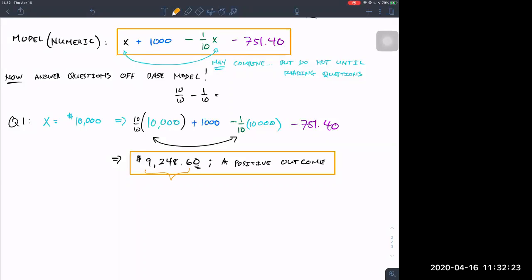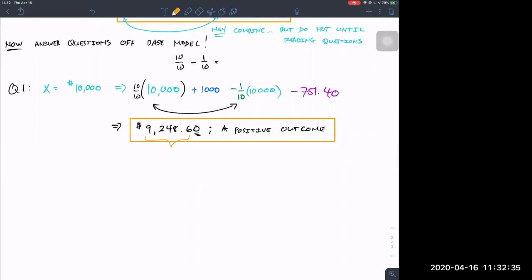$12.10. In this case, $9,248.60. Right? Not 9,248.6. That would be okay if it was some other metric, but in this case it's dollars, so use a zero, right? You want to use a zero.